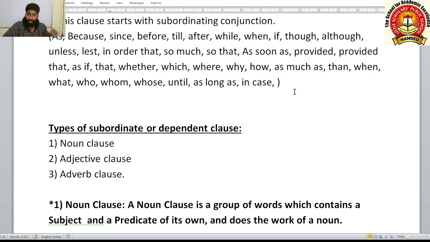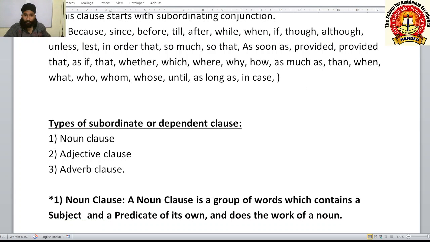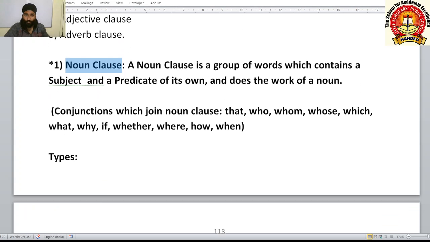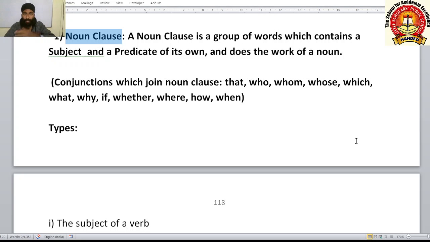First, we will understand the types of dependent clauses. In that, we will understand the noun clause first. These are the three types: noun, adjective and adverb clause. And first we will understand a noun clause. From noun you understood that it is the name of someone. But a noun can be a name and more than the name.